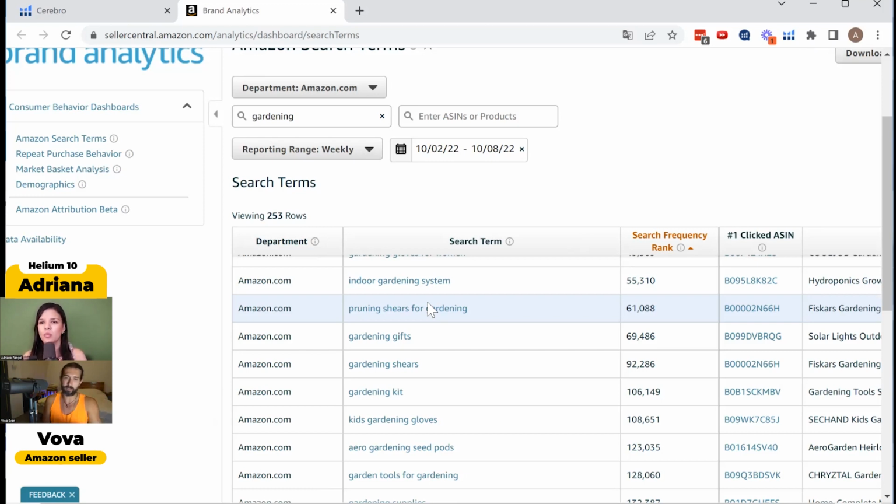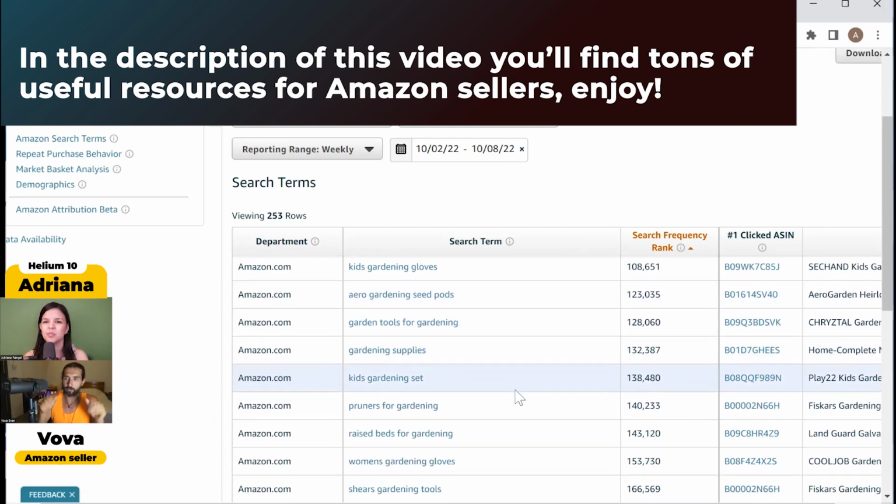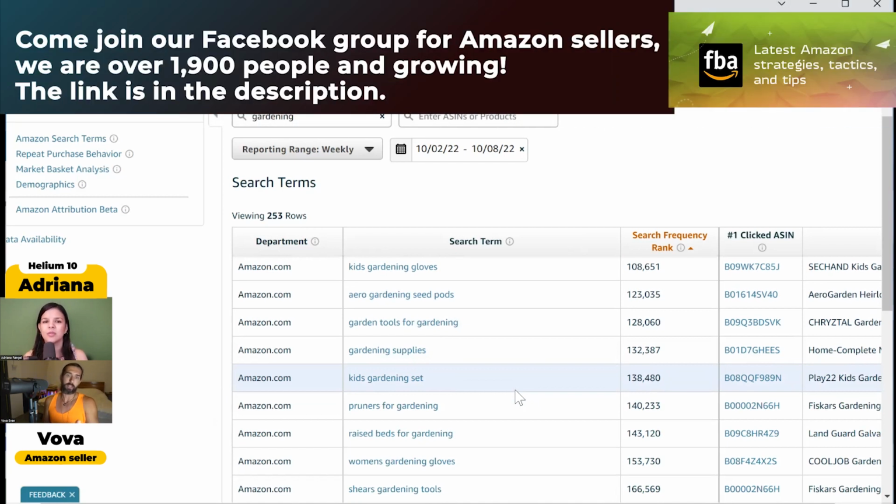Now, what does this mean? Sometimes you can also think about the keyword. So if it's gardening tools, it's very broad. It can be a shovel, pruning shears, gloves. It can be a hat, right? And maybe in keywords, let's say gardening gloves for women, it still has a high search frequency rank, right?